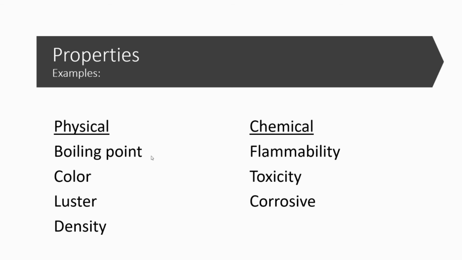Chemical properties. Flammability. If it burns, I've changed it into something new. Toxicity. If I ingest toxic chemicals, they actually kill me because of a chemical reaction, and then I've changed the chemical. Okay, so that is a chemical property. If it's corrosive, that is also a chemical property. As it corrodes, it changes into a new substance.